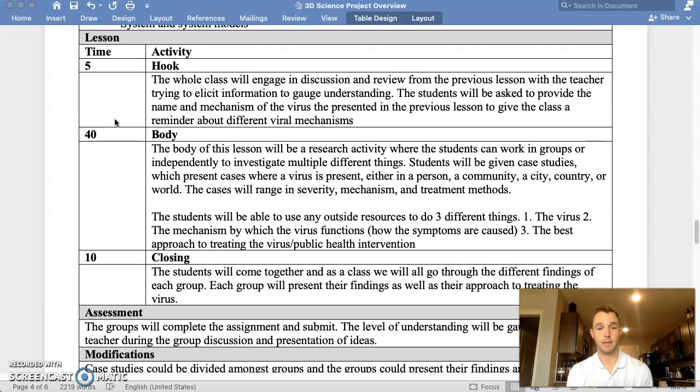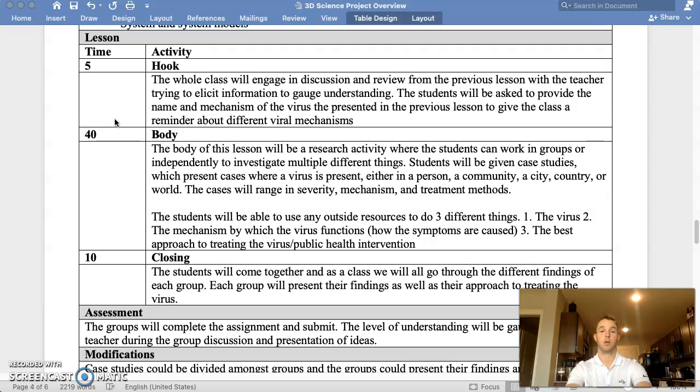They'll be given case studies or data tables or charts that have information on them, which will promote the analyzing of data. And they'll determine which viruses are present and whether it's in a community, in a person, in a city, country, world, whatever. And then they'll range in severity, mechanism, and treatment methods.